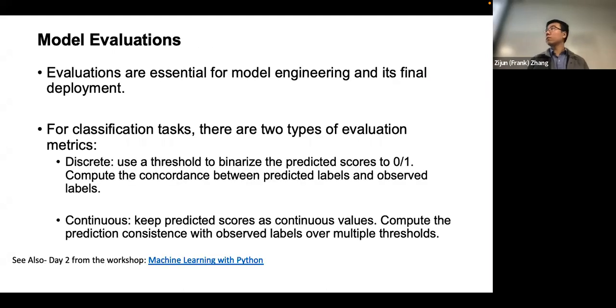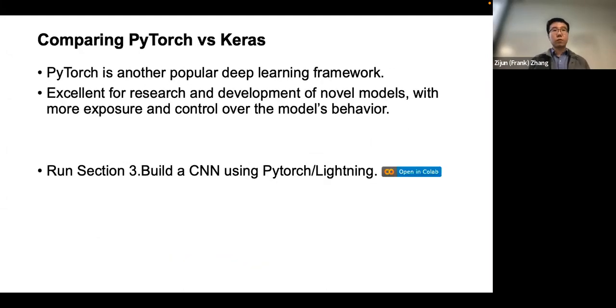In PyTorch, you have to initialize it with flags. That's right. Yeah, what's the difference between PyTorch and PyTorch Lightning? Yes, that's a great question.